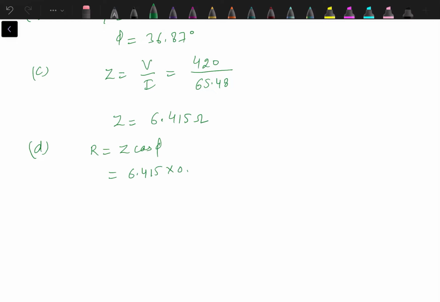6.415 into 0.8. So this will give us the value of resistance as 5.132 ohm. Another choice is we can find out the resistance from the power, that is I square R, 22 kilowatt, and then we can use the value of current. You will get the value of R as the same, that you can verify.